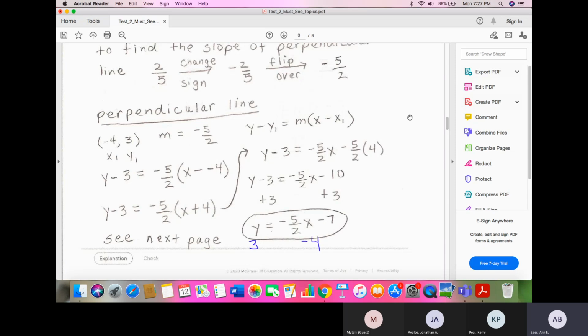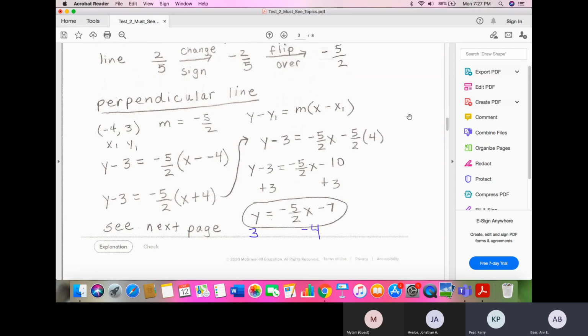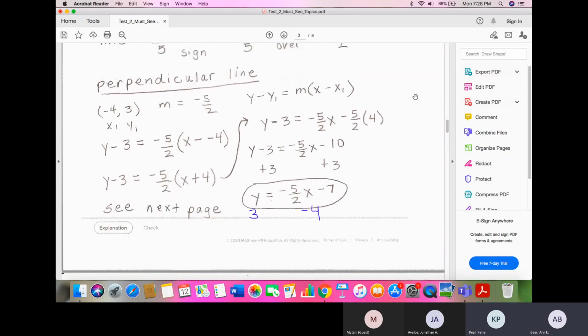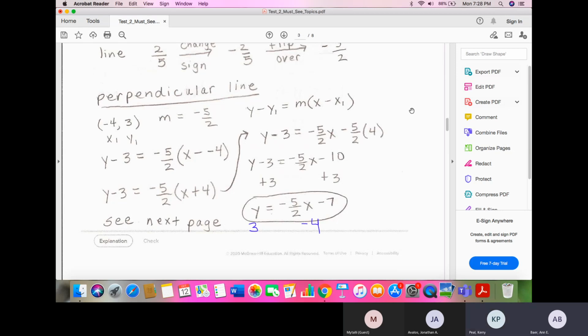Any questions on this particular problem? At least part A. No. Thank you for your feedback. And at any point, any of you can jump in and ask questions.